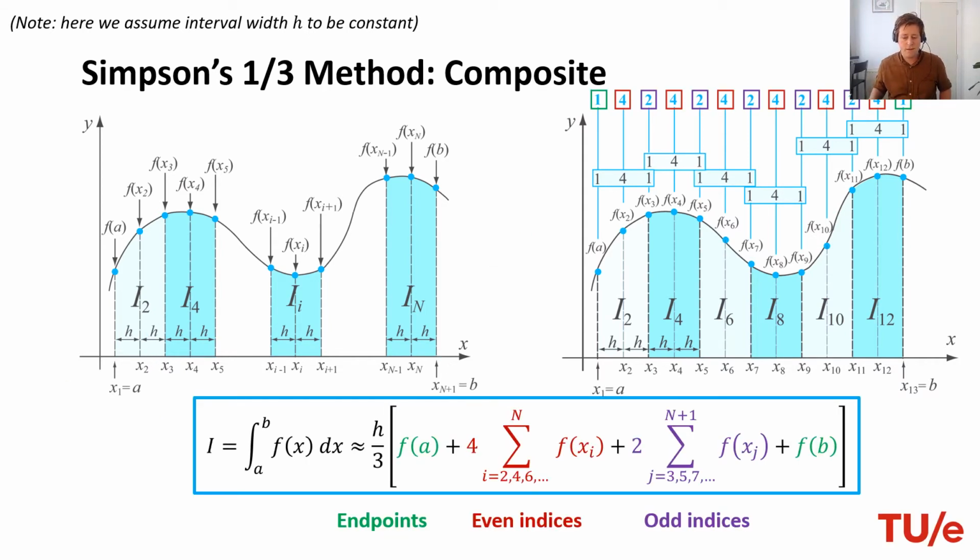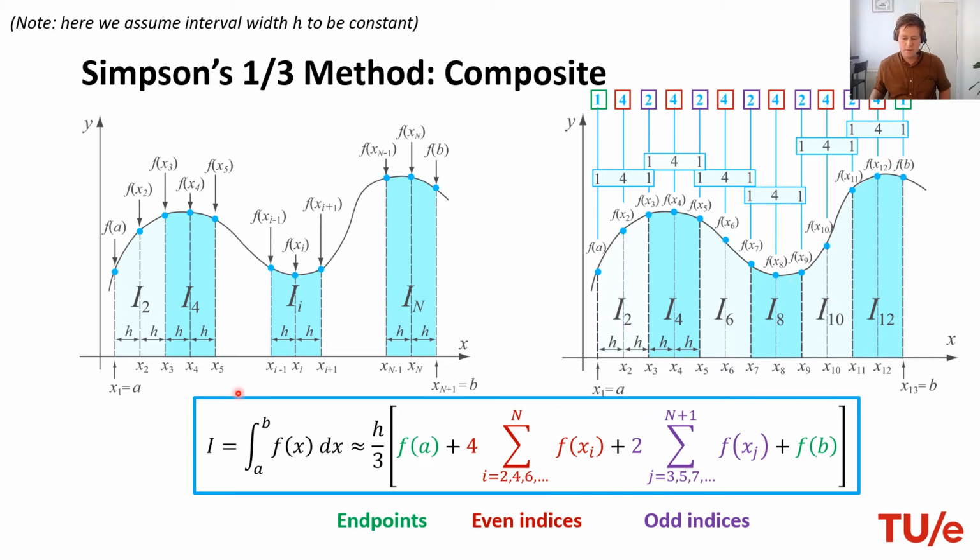So this is what this actually looks like. If we write this out a bit more concisely, so we just take a look at all of these terms over here. The endpoints, well, they have a coefficient of 1, so we only add them once to this term. The even indices, so that's for i is 2, 4, 6, etc., they are added 4 times to this sum. The odd indices are added twice to this sum, and then this endpoint is added once again.